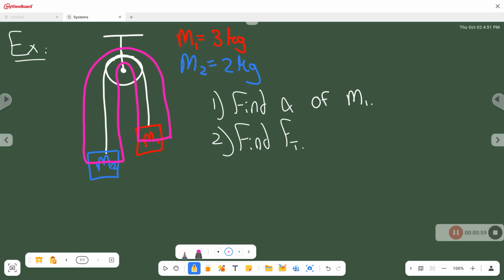I've drawn this pink shape to represent the system that I'm looking at for this problem, this block M1, M2 system. So this is the object that I will be analyzing. Now, in order for us to consider these as a system, we need to make sure that they have the same velocity, same acceleration.